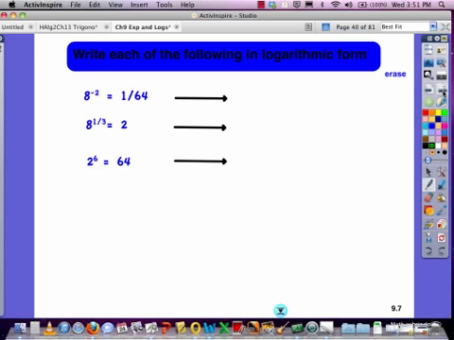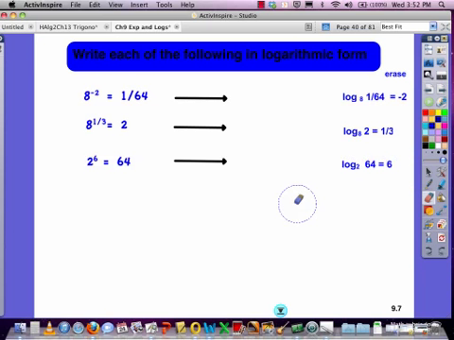If you did them fairly quickly, you should have the following. On 8 to the negative second equals 1/64, you should have had the log of 1/64 in base 8, make sure 8 is a subscript, equals -2. On the second one, the log of 2 in base 8 equals 1/3. And lastly, the log of 64 in base 2 equals 6.